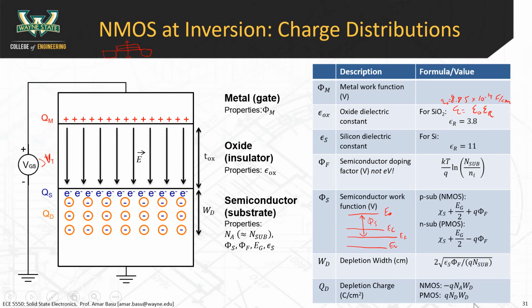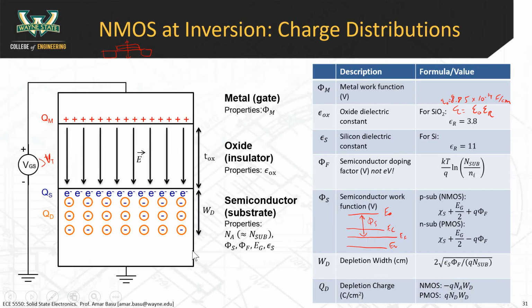And then finally, there's an equation for the depletion charge. The depletion charge is the total amount of charge that you have down here. It's given in coulombs per centimeter square. So charge per unit area. Okay, because obviously the larger the area of the gate, the more charges you're going to have. All right.